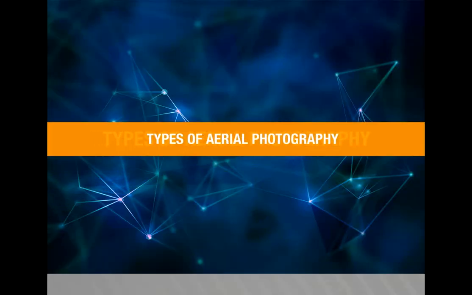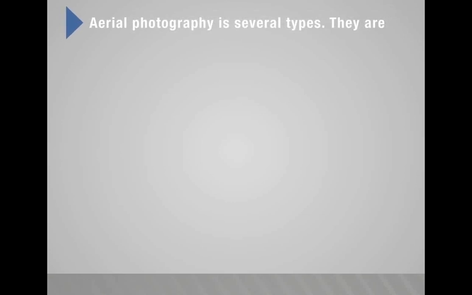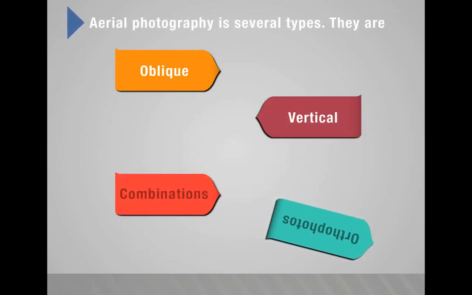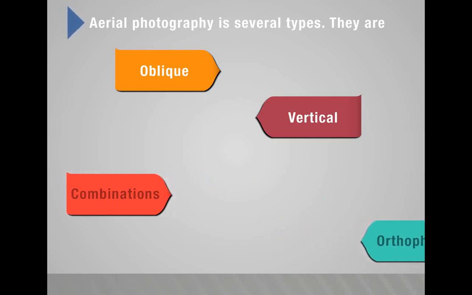Types of aerial photography. In this video, we are going to see about types of aerial photography. Aerial photography has several types. They are oblique, vertical, combinations, orthophotos.